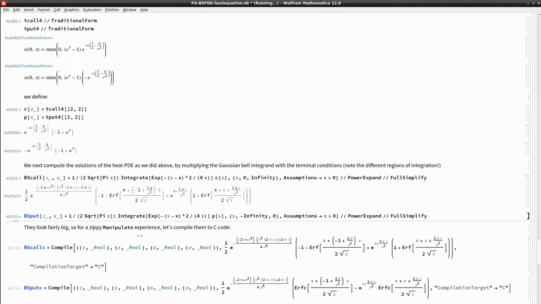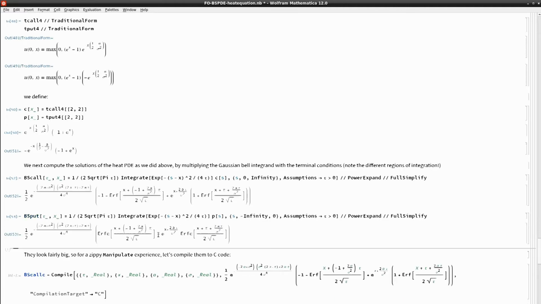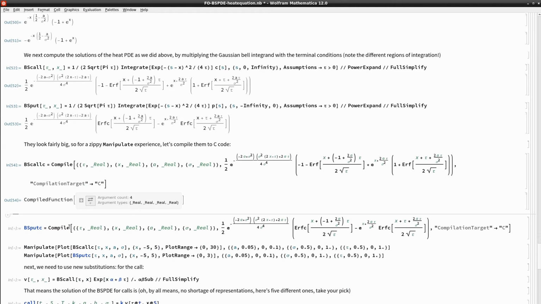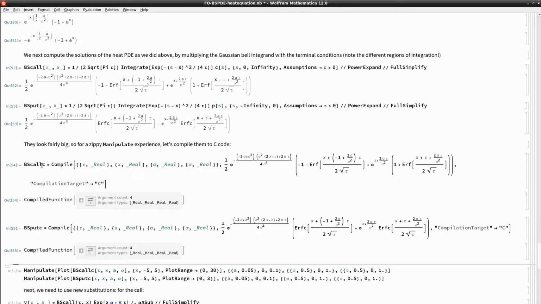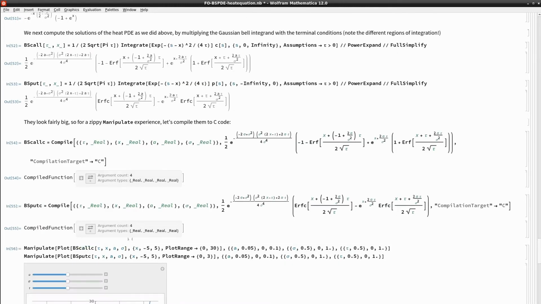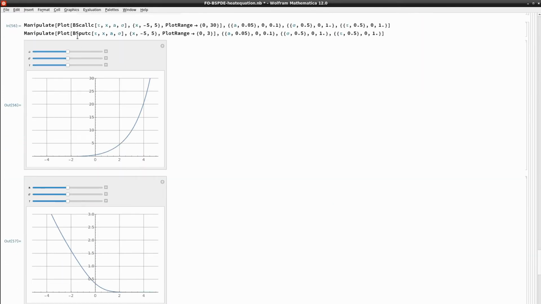I think these expressions are fairly big and we want to use them in a moment on a lot of computation, so it makes sense to C-compile them. So we use Compile with the option CompilationTarget going to C. I just did a copy paste here of these two solutions, and I store them away as compiled functions in BSCallCompiled and BSPutCompiled. So let's look at them. We see that this looks the way we would expect for a call and a put.